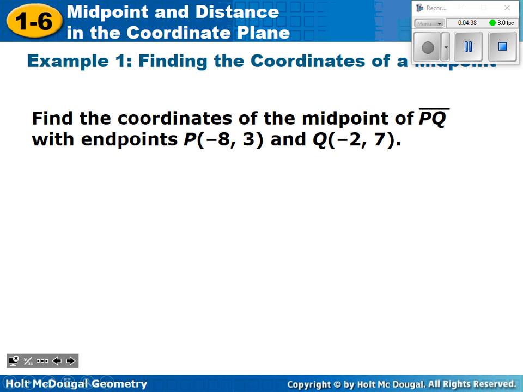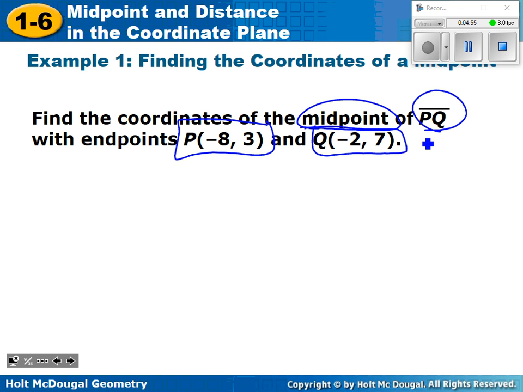Okay, we're going to jump right into a very simple problem, and then we'll look at one that's a little bit harder. This one just simply says find the coordinates of the midpoint. The line segment they give you is PQ, and they give you the coordinate for P, and the coordinate for Q. So all you have to do is plug it into your midpoint formula. Okay? Start with your formula, write your formula.